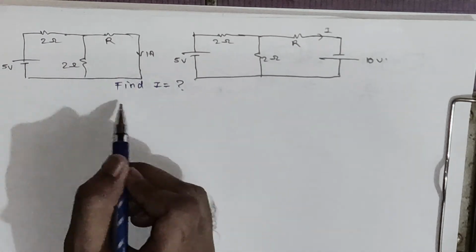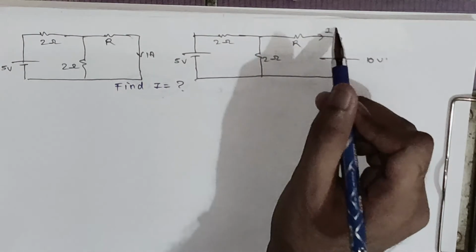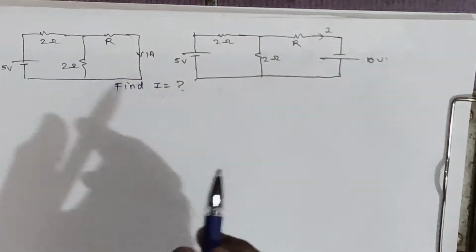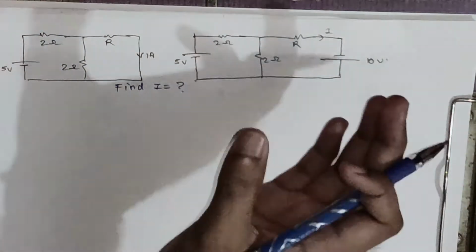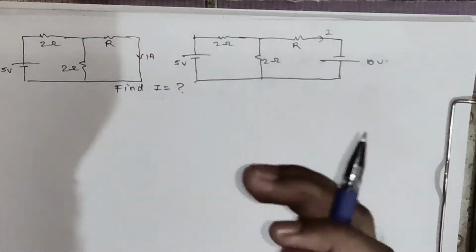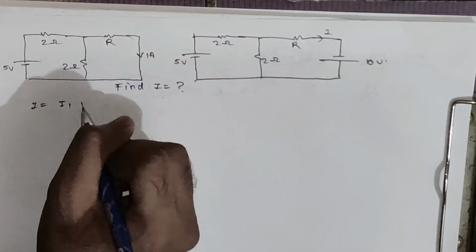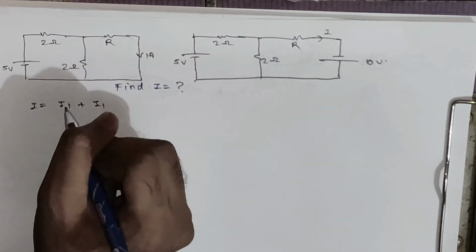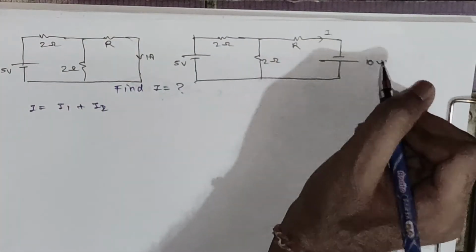Okay, now let's see this sum. Here we have to find out this I. We are given this circuit and this circuit, and we have to find this I. So you can see at the output we have double sources. For this type of sum you have to make use of the superposition theorem. So you will say I will be I1 plus I2. I1 is nothing but when you apply the 5 volt, and I2 is nothing but when you apply this 10 volt.